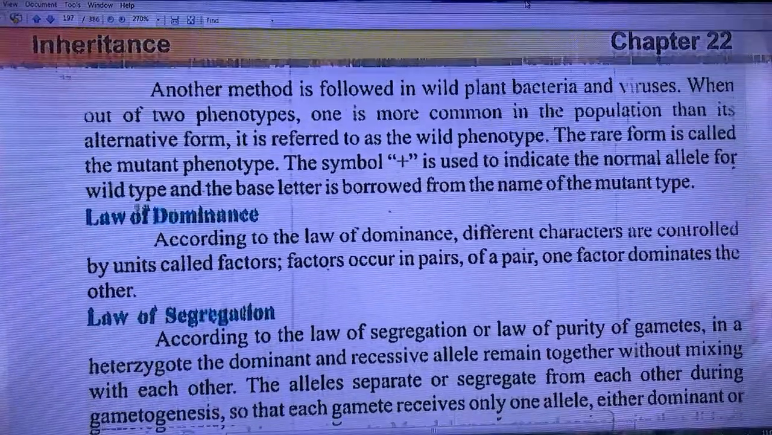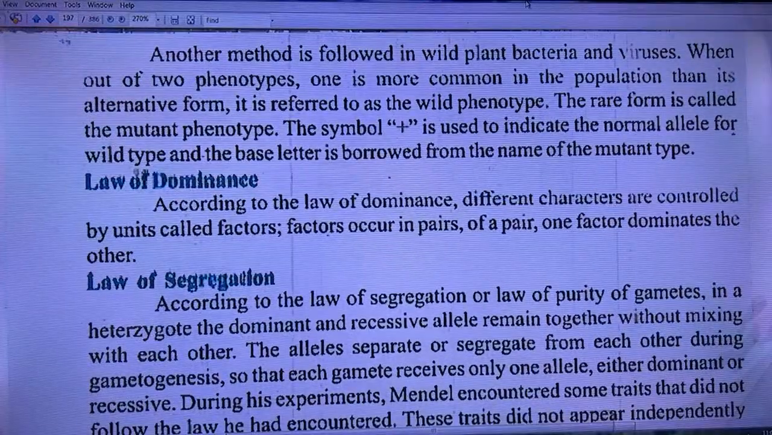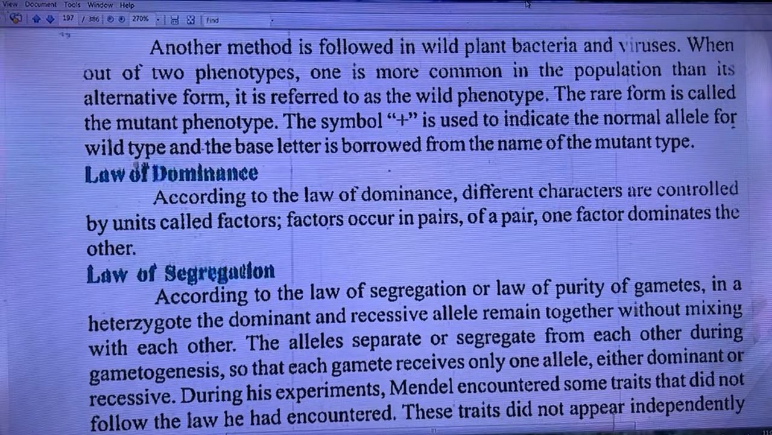The symbol in this case is a for the recessive allele and A for the normal allele. Another method is followed in wild plants, bacteria, and viruses. When, out of two phenotypes, one is more common in the population than its alternative form, it is referred to as the wild phenotype. The rare form is called the mutant phenotype. The symbol plus is used to indicate the normal allele for wild type, and the basic letter is borrowed from the name of the mutant type.